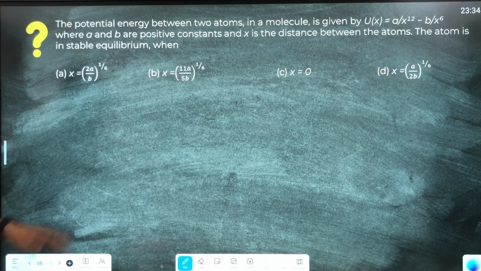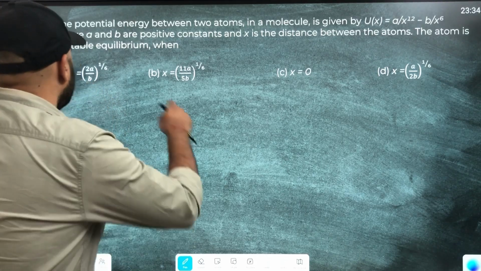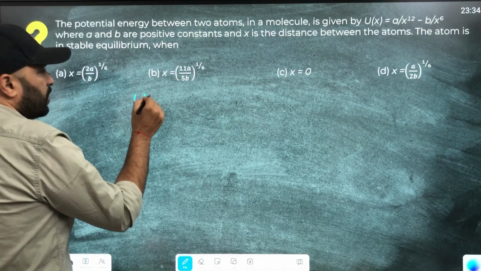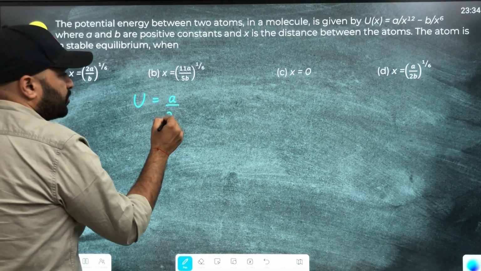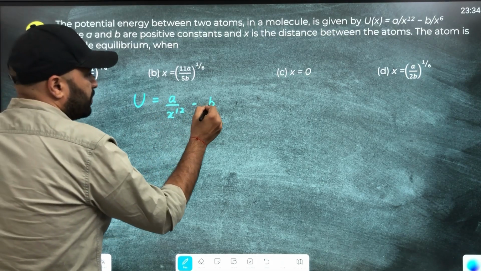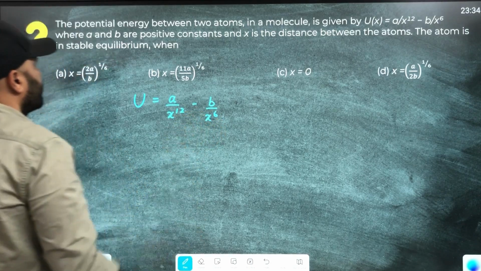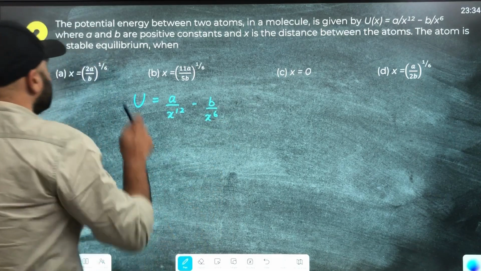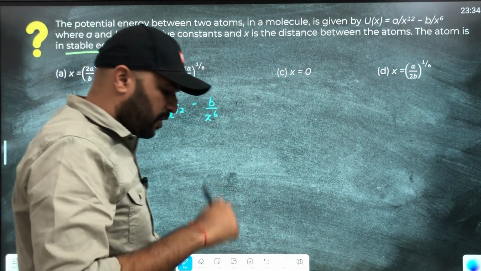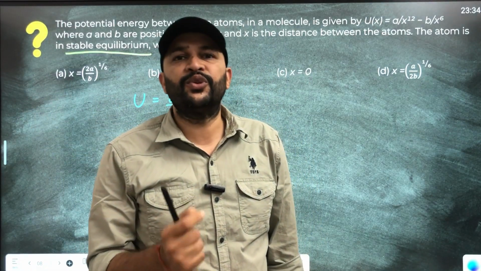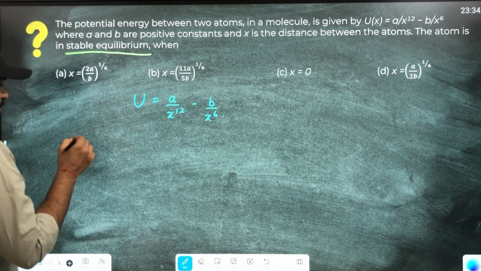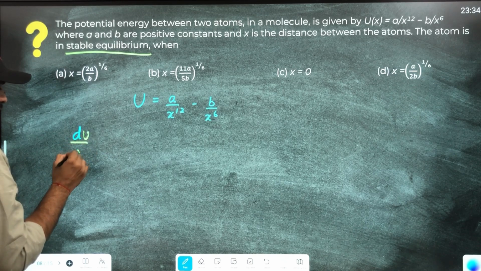Okay. Similar to the previous problem we just did, let's do it. The potential energy between two atoms in a molecule is given by U equals A upon x to the power 12. In case you are not clear with the previous question, just look here. Where A and B are positive constants and x is the distance between the atoms. The atom is in stable equilibrium. Let me recall the concept. Stable equilibrium means force being 0, right? So if the force is 0 here, dU by dr will be equal to 0.